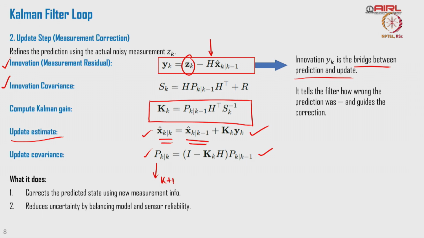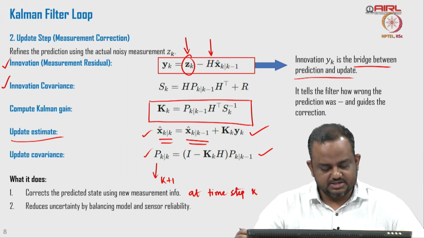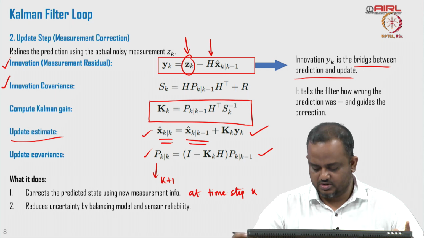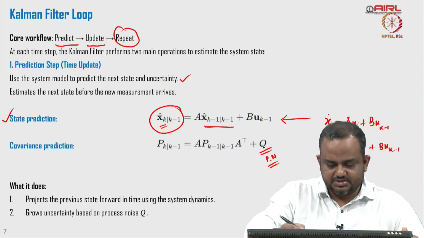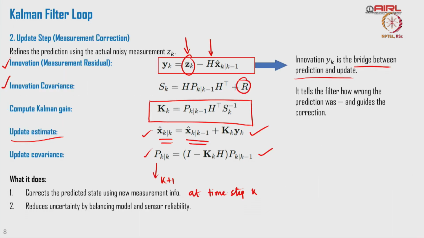So, what is done in the measurement correction or update step? It corrects the predicted state using new measurement information, the new measurement at time step k. It reduces uncertainty by balancing the model and sensor reliability. So, in the prediction step, Q was involved, in the correction step R was involved, and with that it finds a balance between the model error and sensor error and reduces the uncertainty.